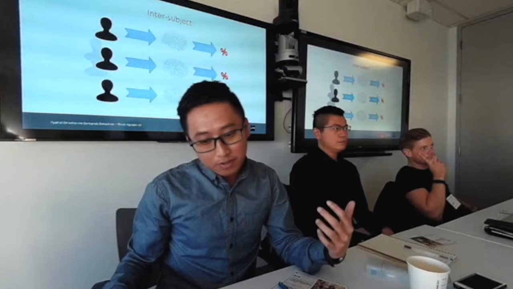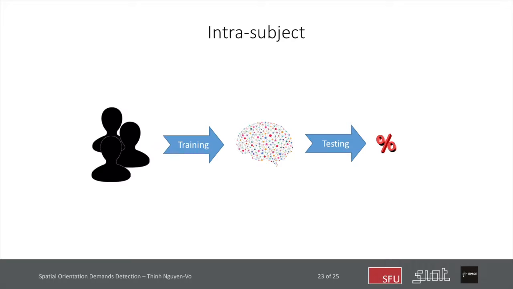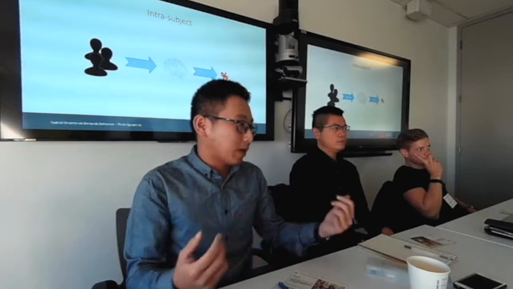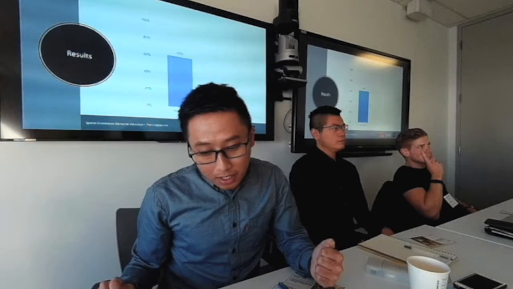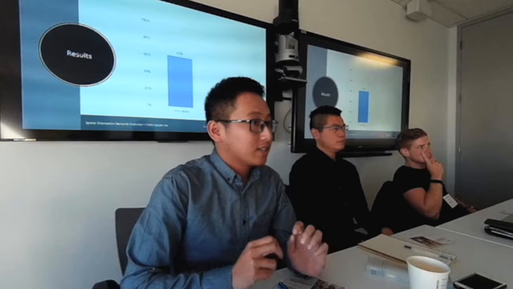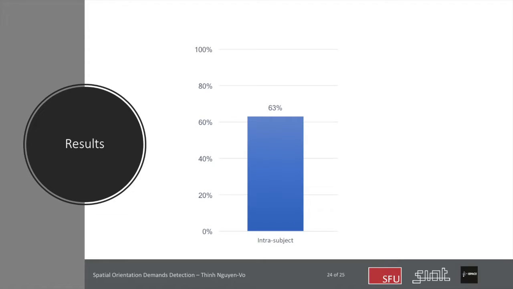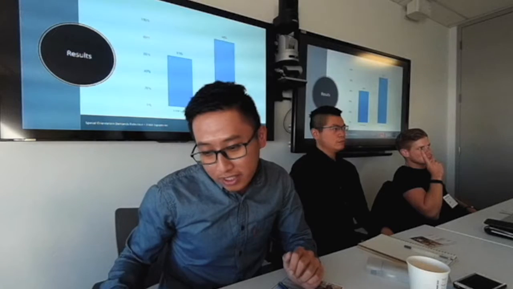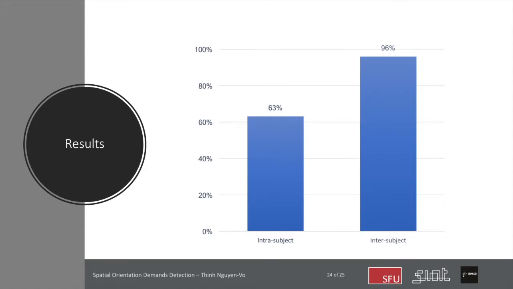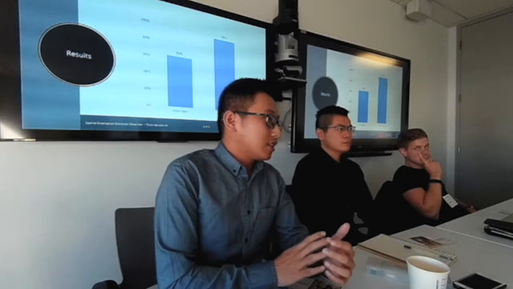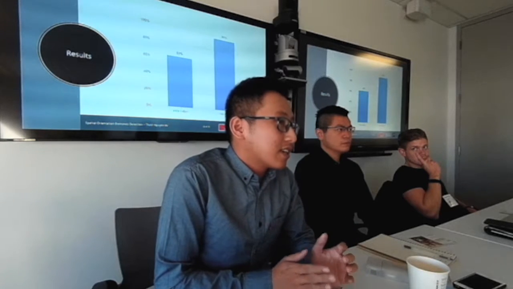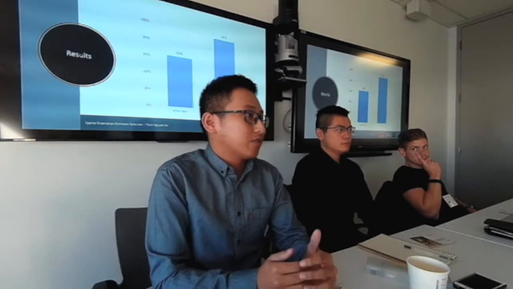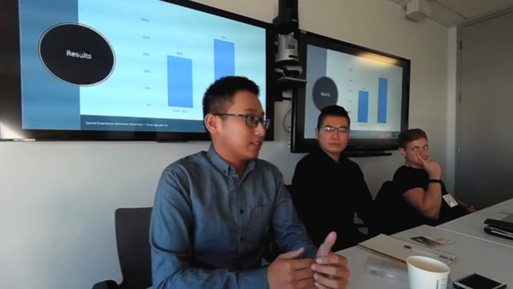And in the intra-subject condition, we put all the participants together and train only 1 single network and use that for everyone. The results show that our detection model can predict with 63% accuracy in the intra-subject condition and significantly higher, up to 96%, in the inter-subject condition. This result is reasonable as previous research has pointed out that EEG data can be different between individuals even when they are in the same condition.